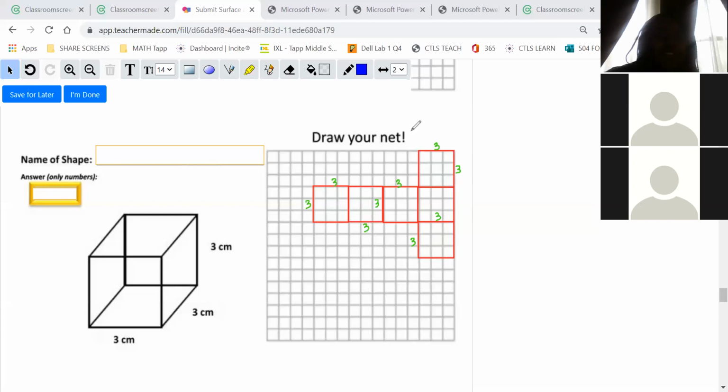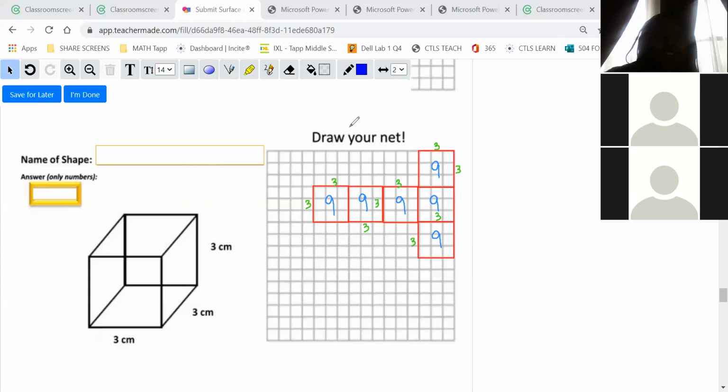Okay, so now we can go through, and I know that base times height, so 3 times 3 is 9. And this is base times height. Remember, once we know the area of one of the faces of a cube, we know all of the faces of a cube.